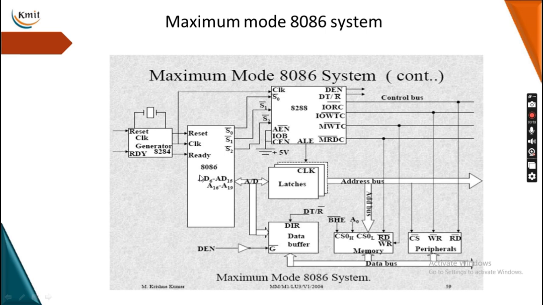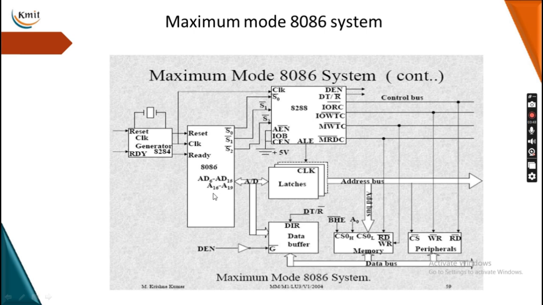So if we are going for a complex system design, in such case 8086 alone cannot do all the operations. So it will share the information with the corresponding other functional blocks in order to process the data. So this is where we'll be using our maximum mode system.